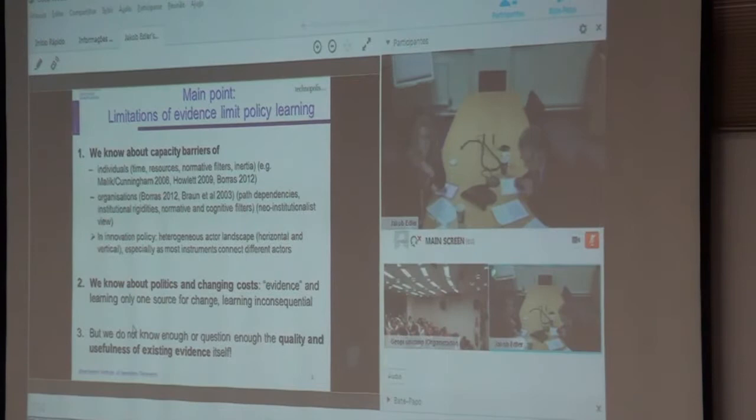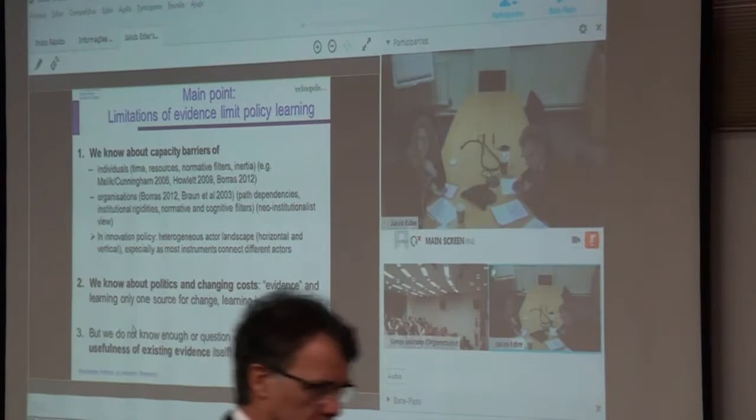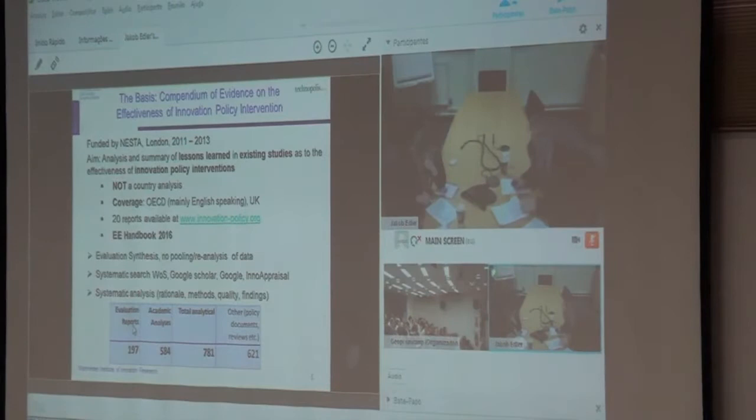I want to focus on the last point on this slide, on the quality of evidence and what it means for using evidence for policy making, for learning. The background here, and Sergio and colleagues know that very well, has been a study we've done for Nesta two years ago now, or one and a half years ago, the results of which will be published very, very soon in a book, but they are already published on the web, and I've indicated the web page here.